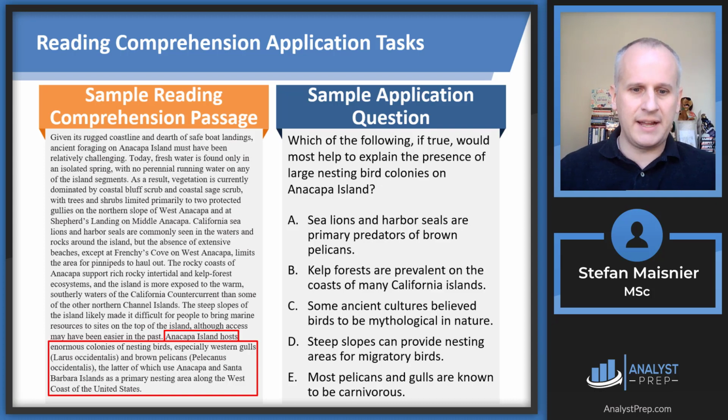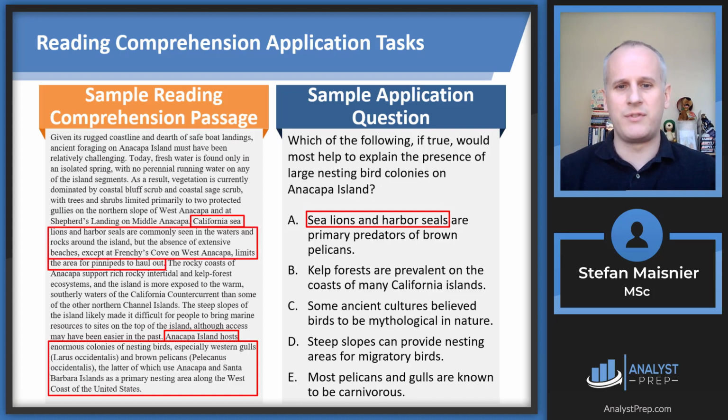But now we've got to show why there are these nesting birds. Now, choice A: sea lions and harbor seals are primary predators of brown pelicans. Well, we can't just say, I didn't see that. Much like the actual critical reasoning, we have to go make sure that these things aren't in there. And if we go into the passage, we find them here. California sea lions and harbor seals are commonly seen in the waters and rocks around the island, but the absence of extensive beaches, except at Frenchie's Cove on West Anacapa, limits the area for pinnipeds to haul out.